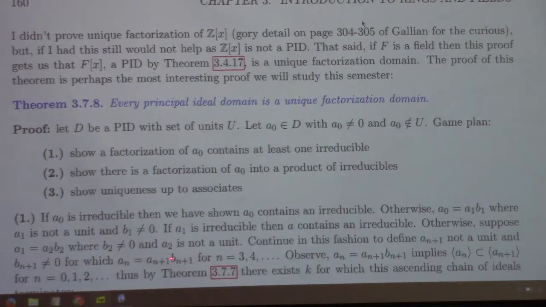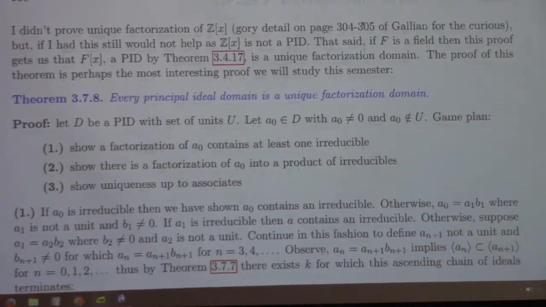But if you look at that, that means that the ideal generated by an is a subset of the ideal generated by an plus 1, strictly so, because again, the Bn is not a unit. So we have a strictly increasing chain of ideals, which has to terminate. And it has to terminate at an irreducible. This is very sneaky. But there you go. So there exists an irreducible by this argument.